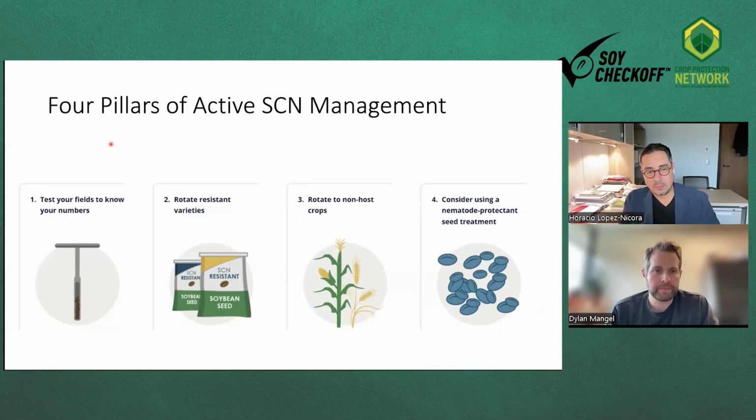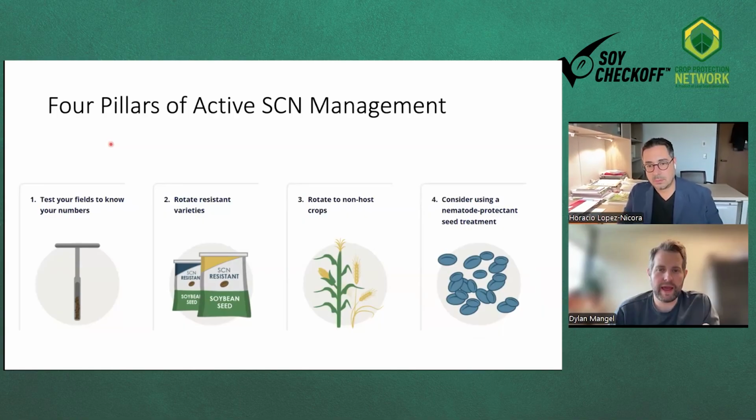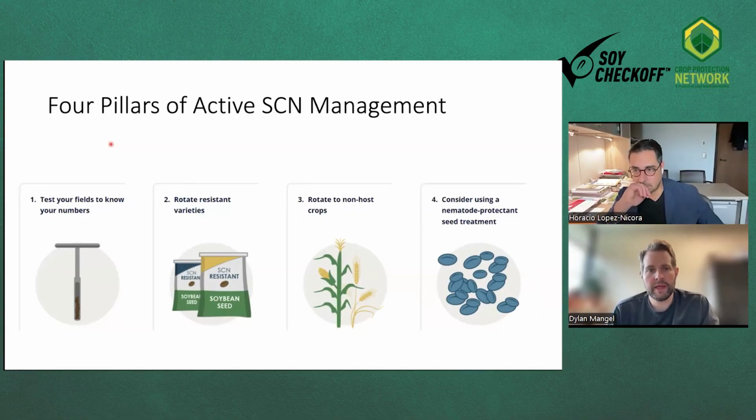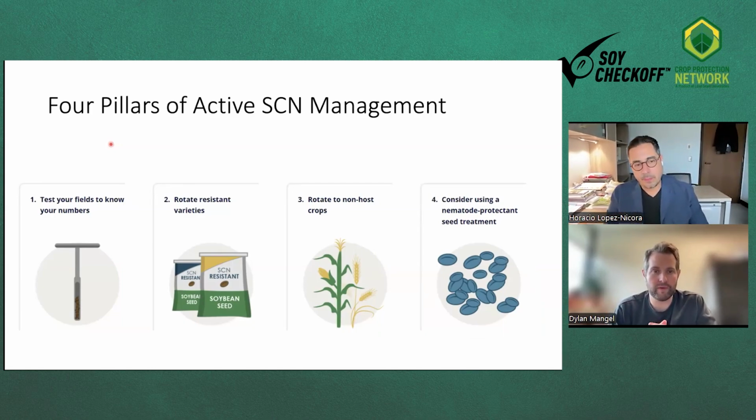is the importance of managing this actively through many different mechanisms. None of these are going to solve this problem. If you want to know if you have this, you're going to have to continue to test. And if you want to know if your management is working, you're going to have to continue to test soil, sample your fields. The foundation for any chemical control is always going to be varietal resistance.